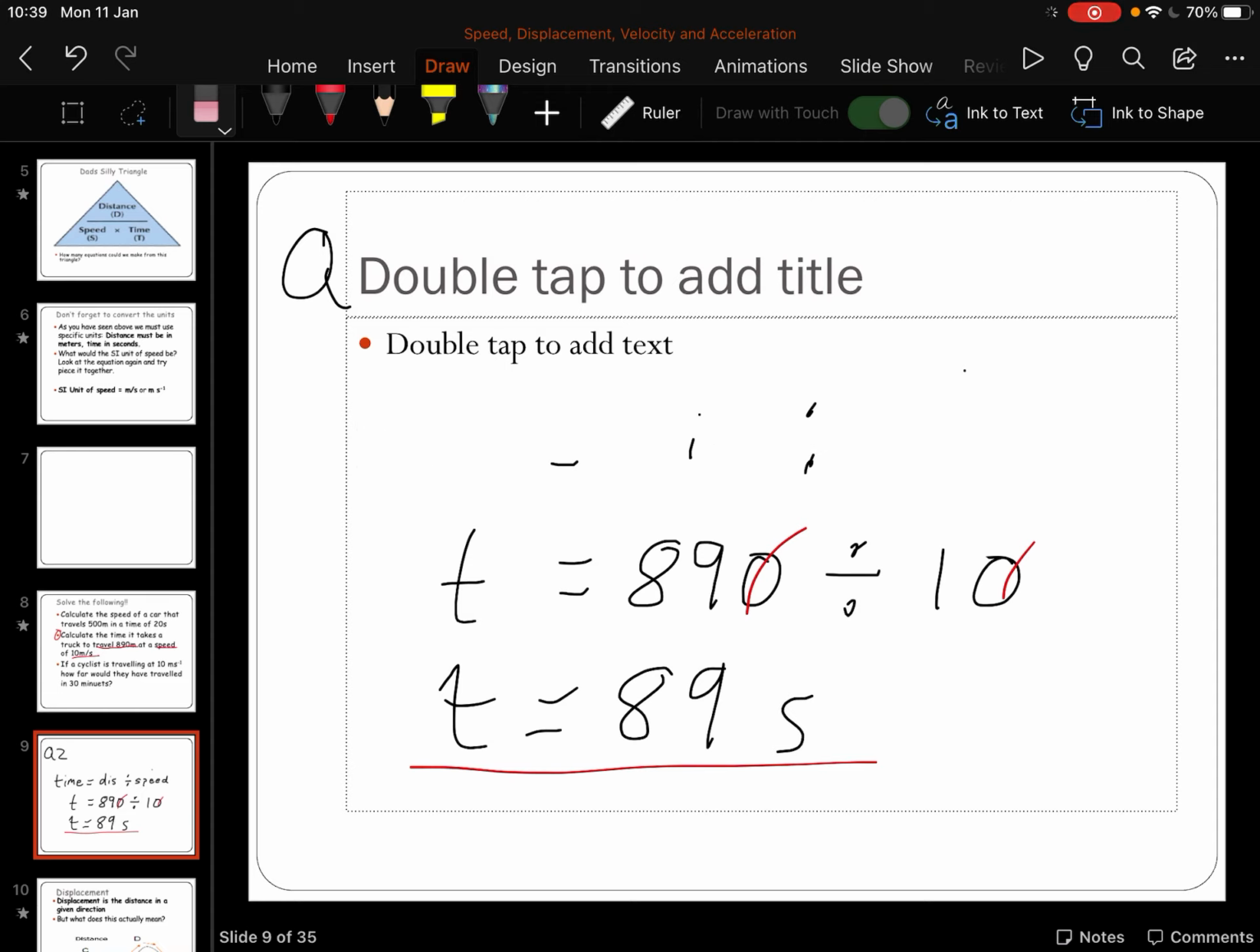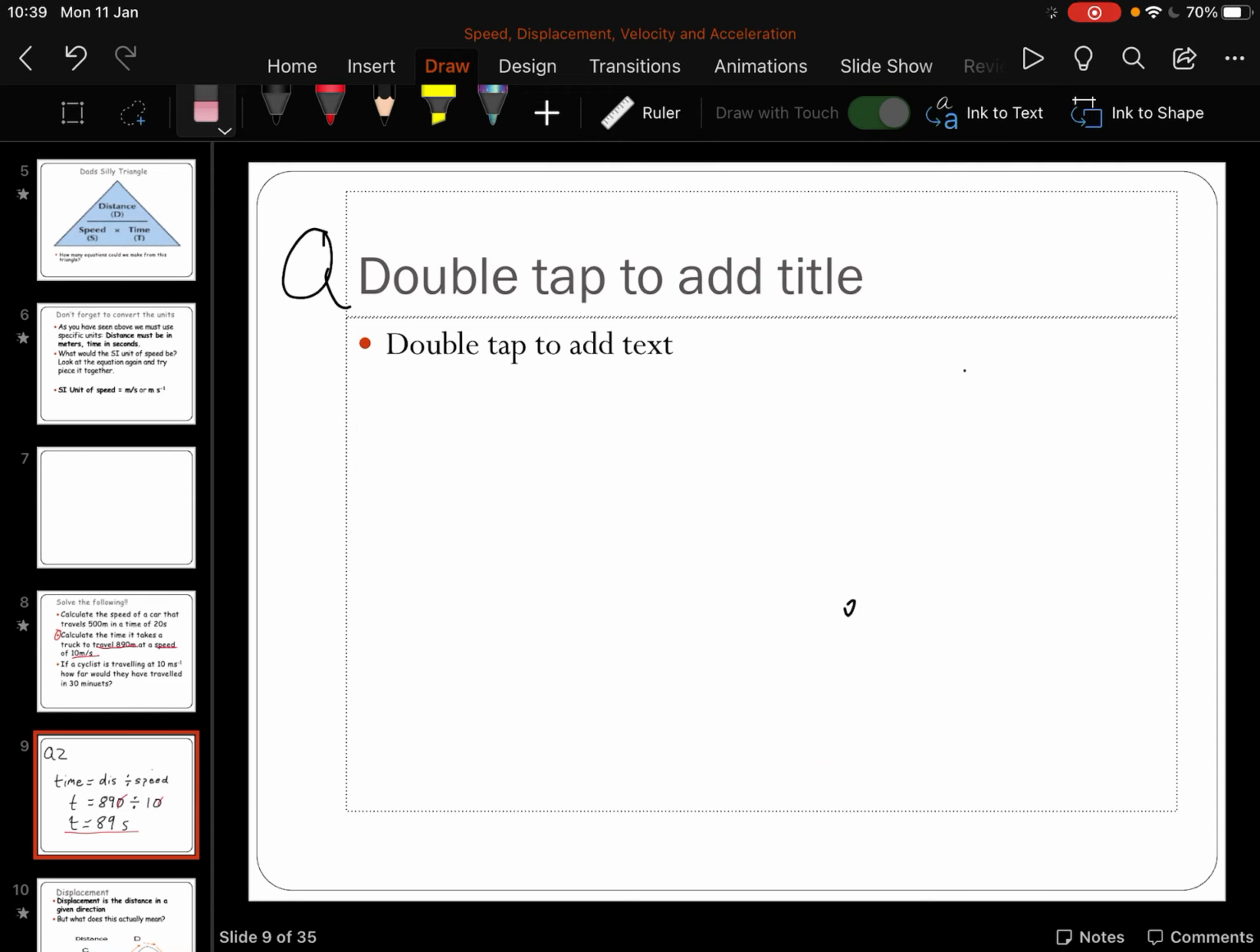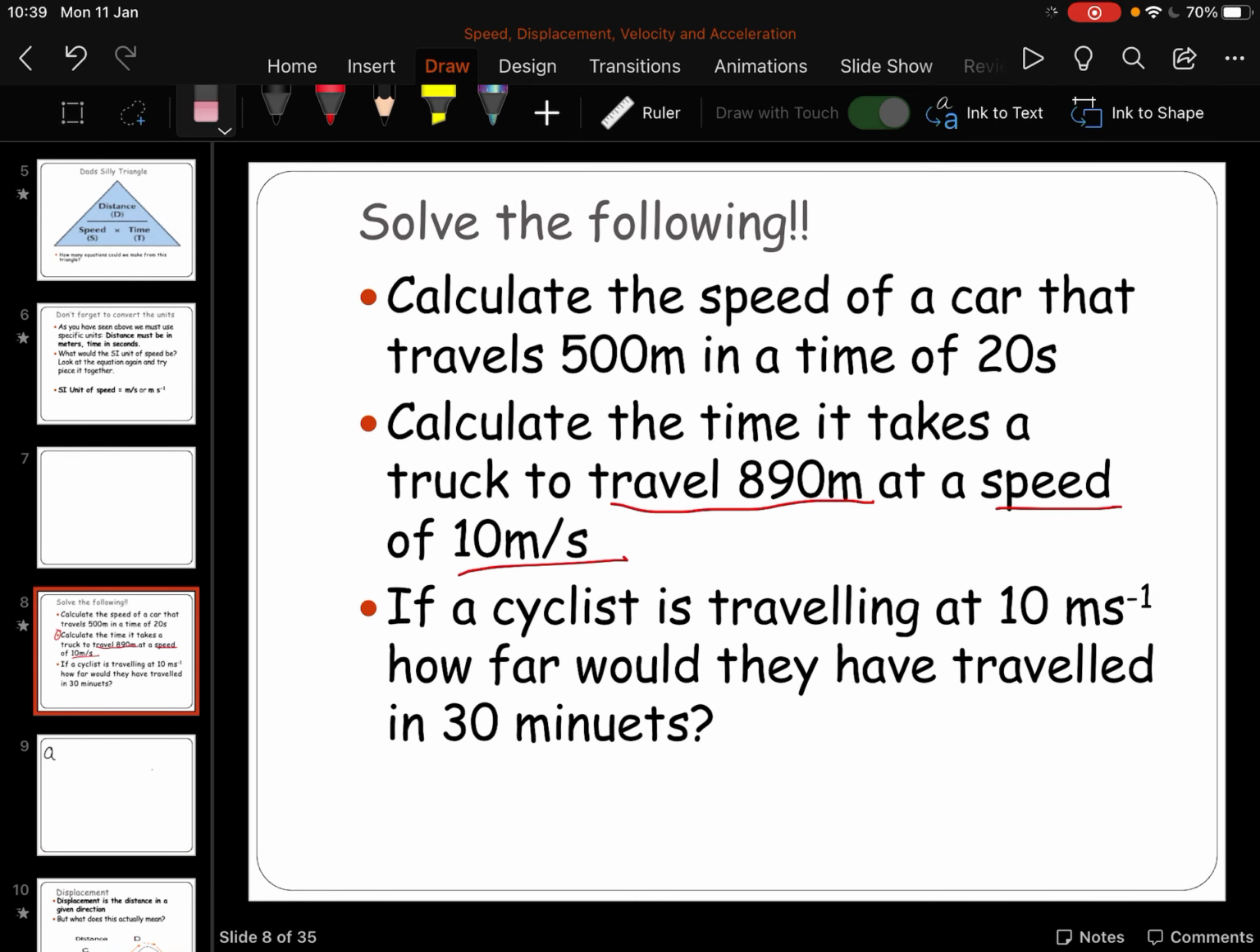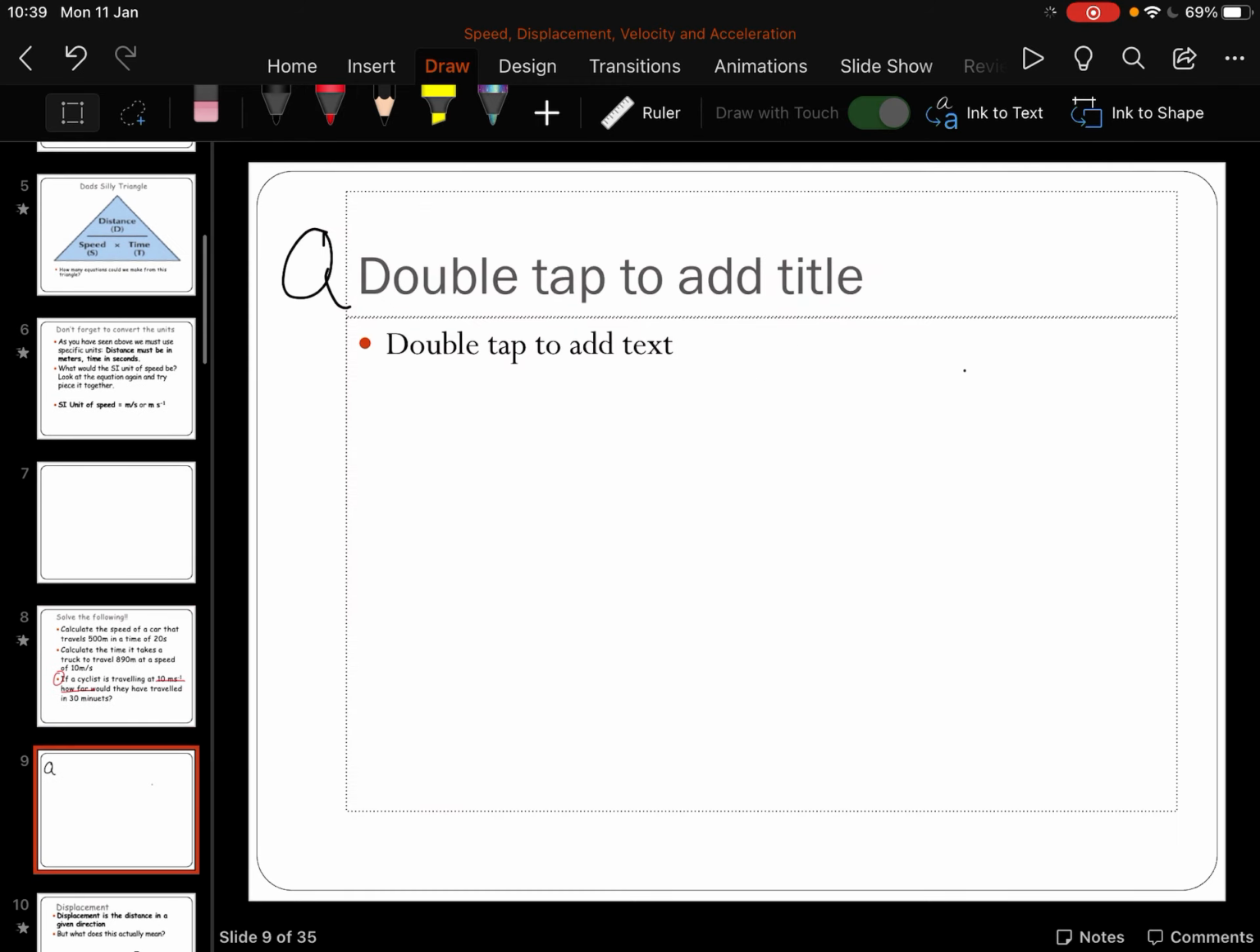All right, so now we'll do the last one, the third one there. And then we'll move on to the next topic. Okay, so the last one then is question 3. If a cyclist is traveling at 10 meters per second, how far, that's distance of course. Okay, so that's distance. So we're looking for distance here.